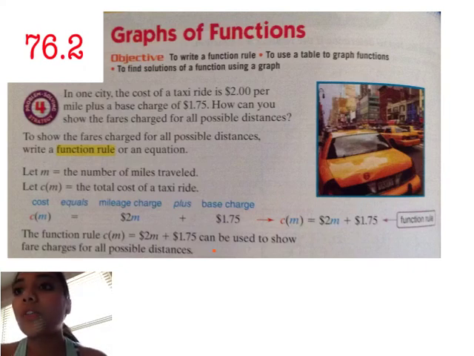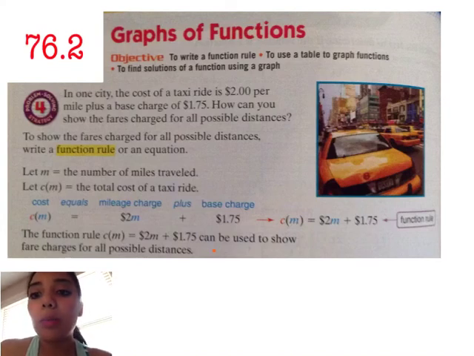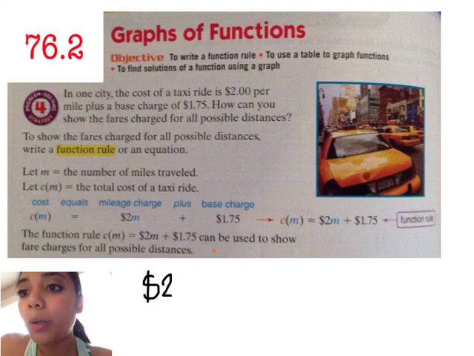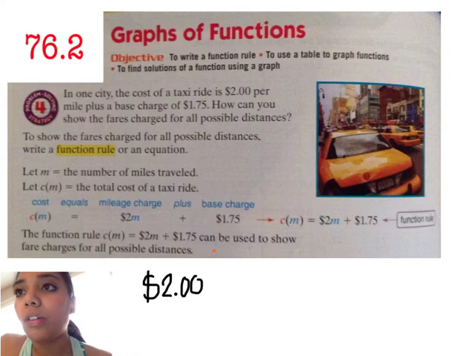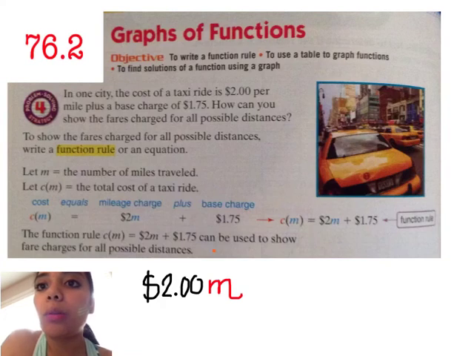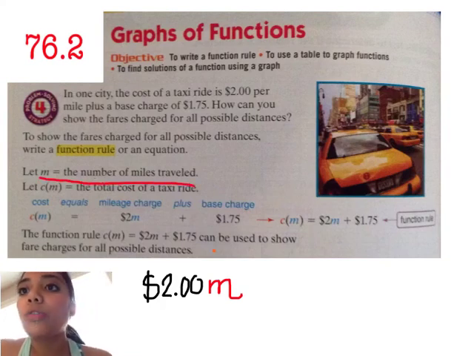In one city, the cost of a taxi ride is $2. I know that it's written on here, but I like to write stuff out. So I have $2 I know I'm spending per taxi ride, plus $2 per mile. M is going to equal the number of miles. And then plus a base charge of $1.75, meaning it's just by itself.